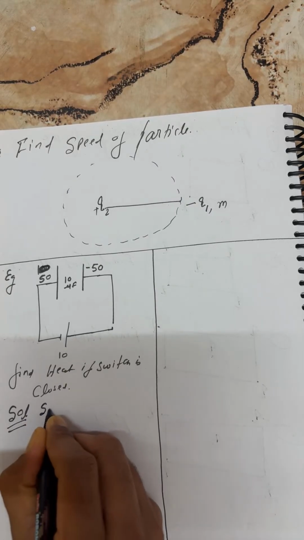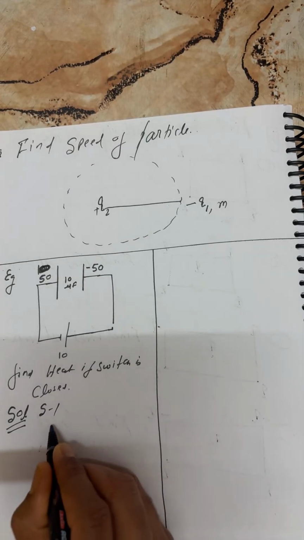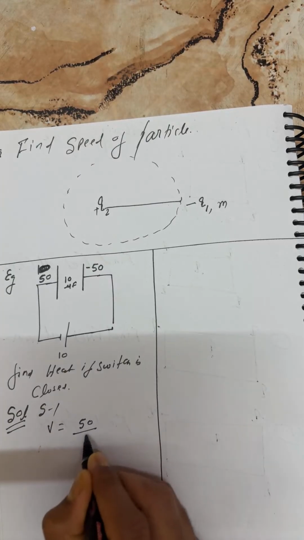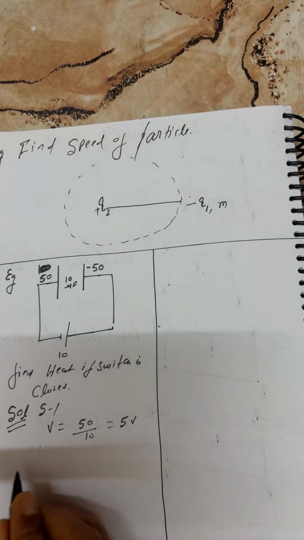In step 1, beta, first we have to find potential. V equals Q by C. Q, beta, how much? 50 here. So 50 by 10, as usual, you can write 5 volt. Step 1 done.